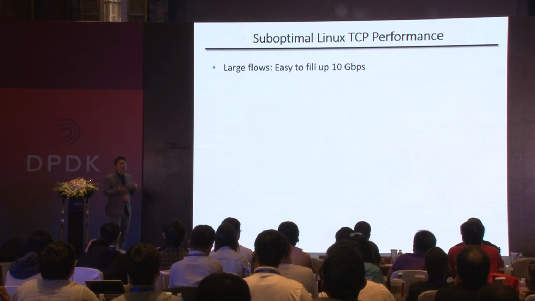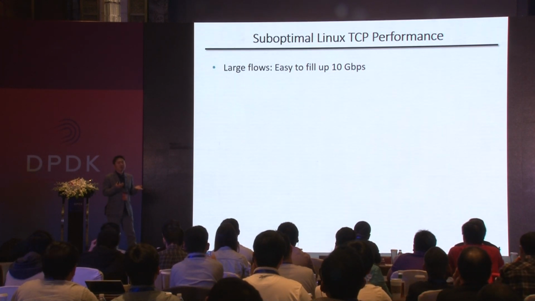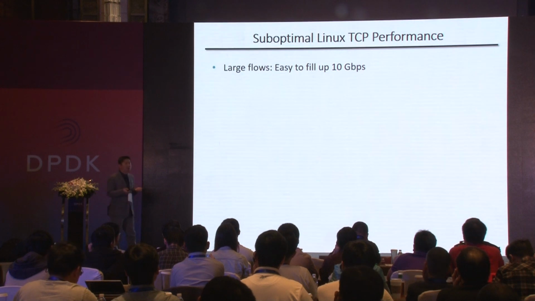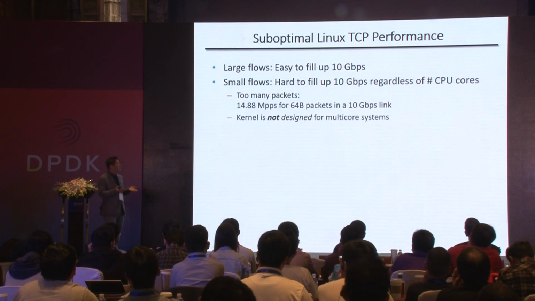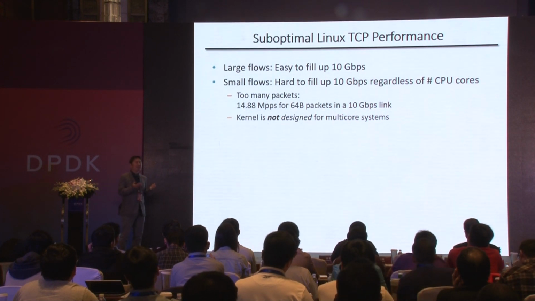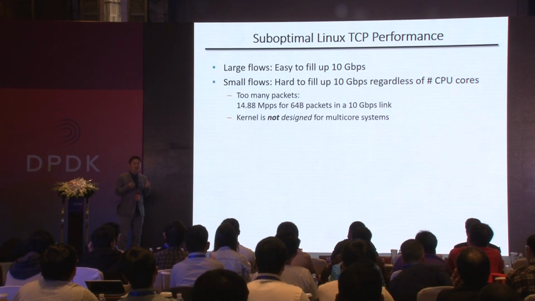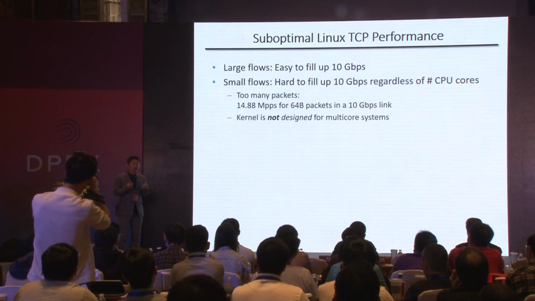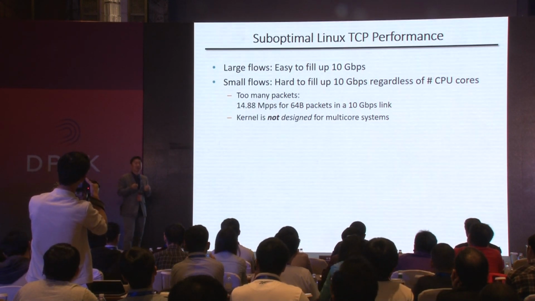So let's think about TCP performance. When we talk about TCP performance, we don't worry too much about large flows. It's relatively easy to fill up a large pipe, like a 10 gigabits per second pipe, with large flows. But when you talk about small flows, there is a fundamental difficulty here. It's really hard to saturate the 10G link, regardless of how many CPU cores you use. There are two important issues behind this. First, you need to handle a lot of packets per second. To saturate a 10G link, you need to handle 14.88 million packets per second with the minimum size packet of 64 bytes.